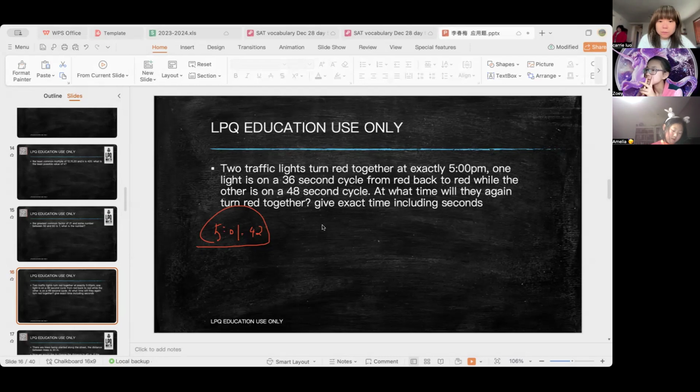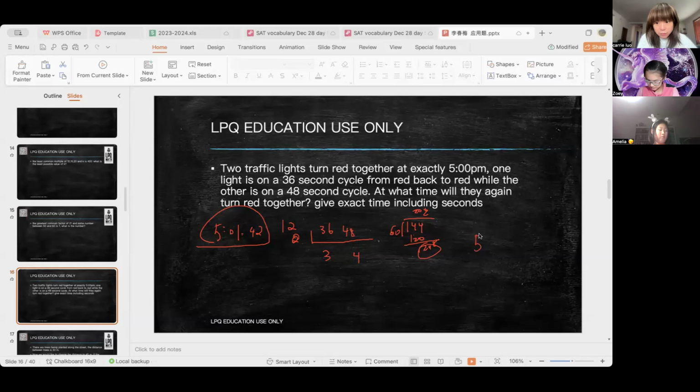So, 36 seconds and 48 seconds, what is their lowest common multiple? 144, right? So 144 seconds is how many minutes? 2 minutes and the remaining 24 seconds. So they're going to turn red again at 5:02:24. So that will be your answer. Okay. Get it? Oh, okay.